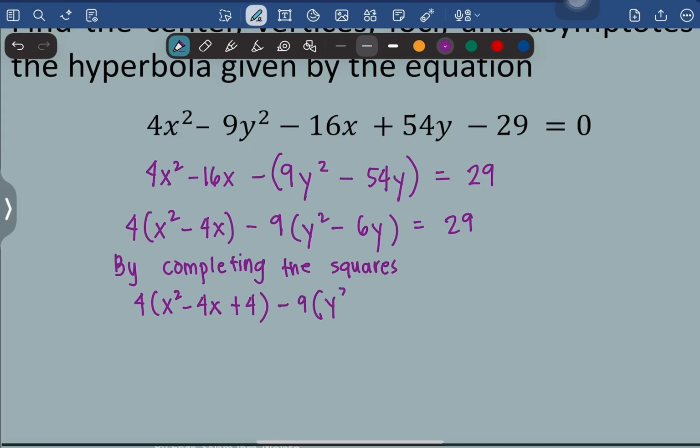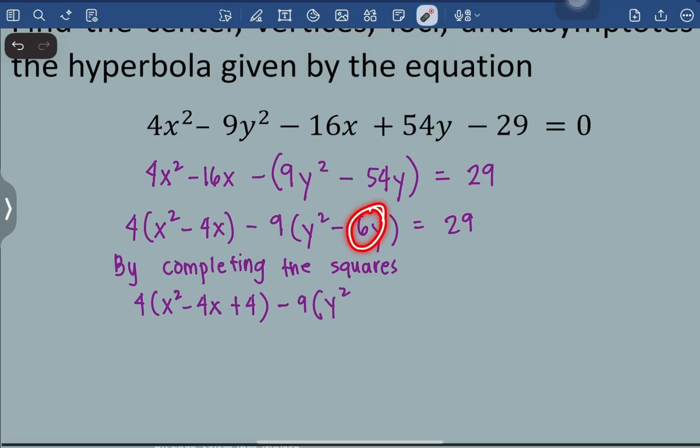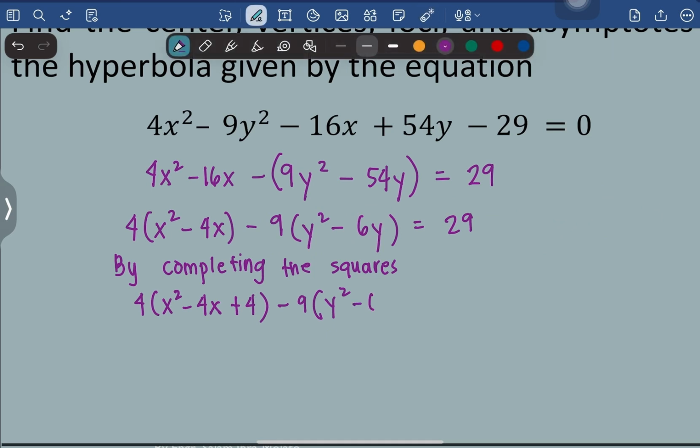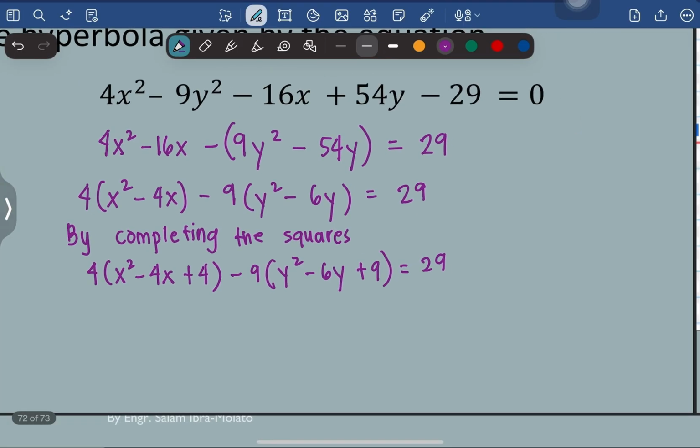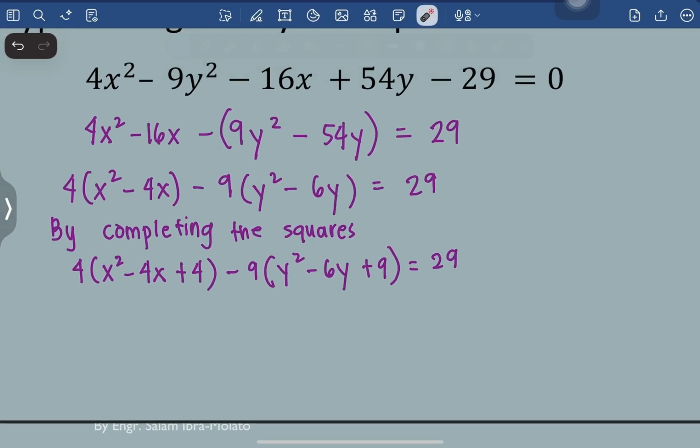And for this one, same procedure. So half of 6 is 3. Then squared is 9. So this becomes 6y plus 9 equals 29. So to balance the equation, kung ano yung inad natin dito by completing the square, yun din yung ilalagay natin dito sa other side. So 4.